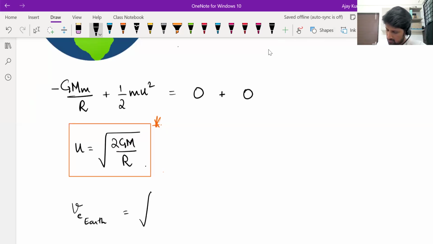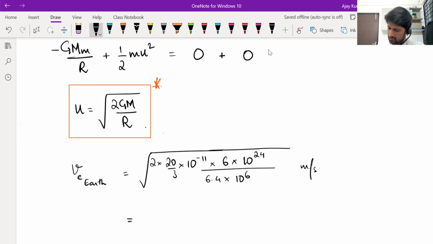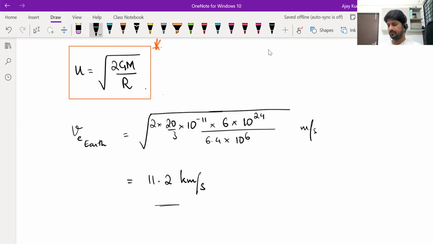It will be under root 2G M by R. G is 20 by 3 into 10 power minus 11. Mass of Earth approximately 6 into 10 power 24, divided by the radius of Earth 6.4 into 10 power 6. And these are all in SI units, so the velocity will come out in SI units. When you simplify it, it will be 11.2 kilometers per second.